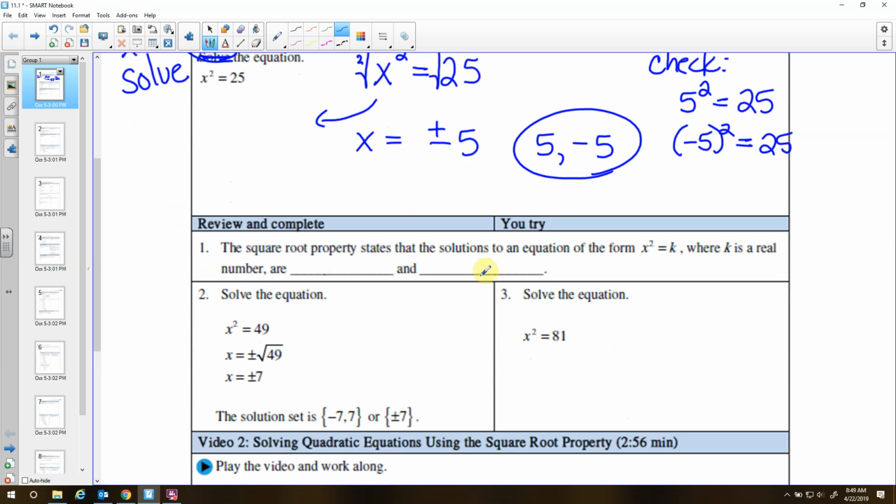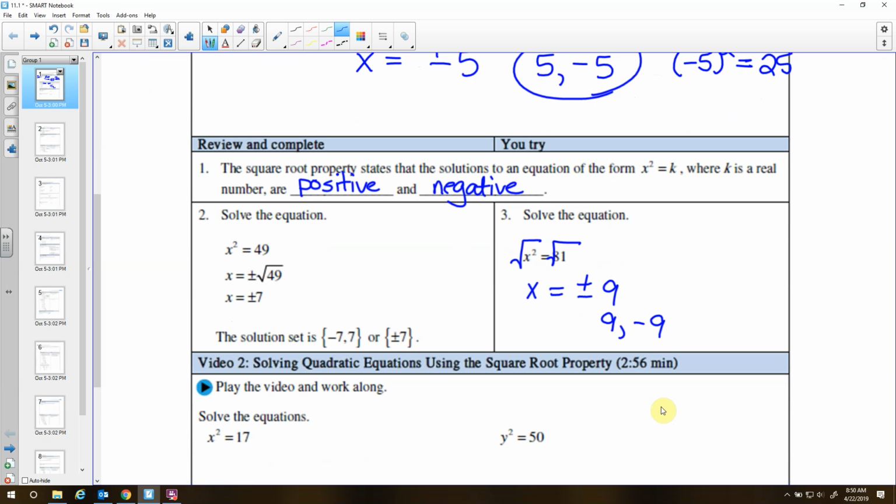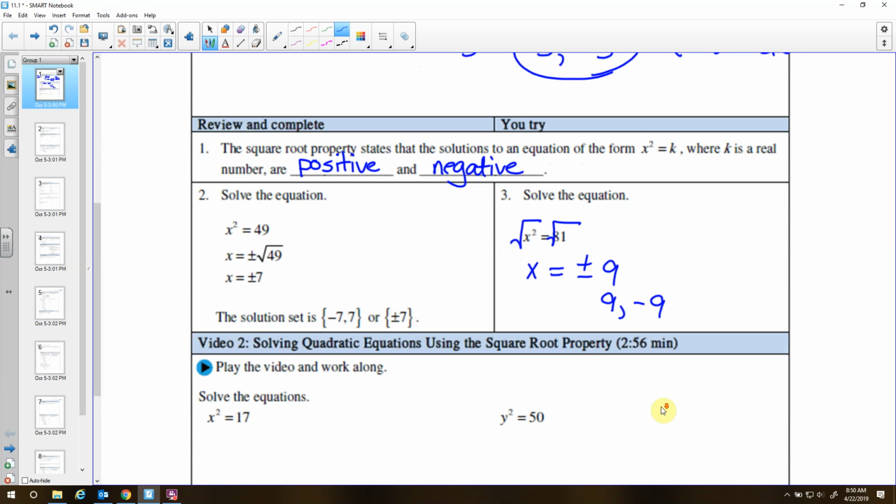Alright, so the square root property states that the solutions of an equation of the form x squared equals k, where k is a real number, are positive and negative square root of k. Alright, so if you'll see down here, solve the equation x squared equals 81, so square root both sides. So x equals plus or minus 9, or 9 and negative 9. Not so bad. Now on these, what I'm doing is I'm isolating the x squared part and I'm putting the number on the other side.